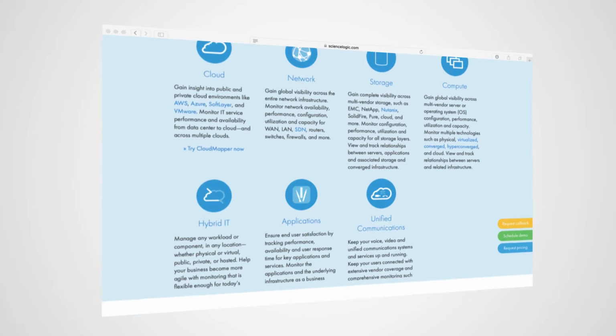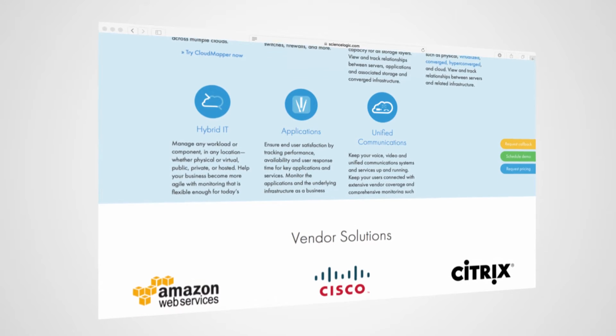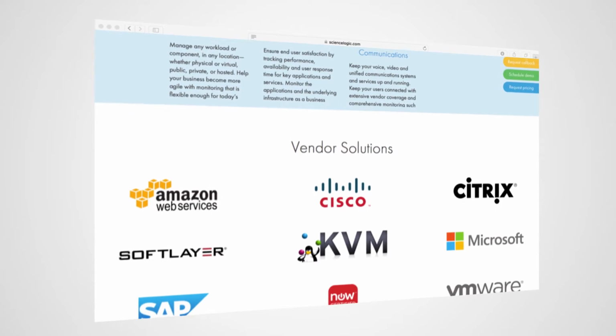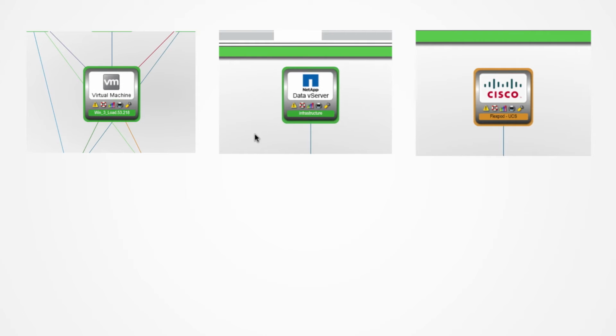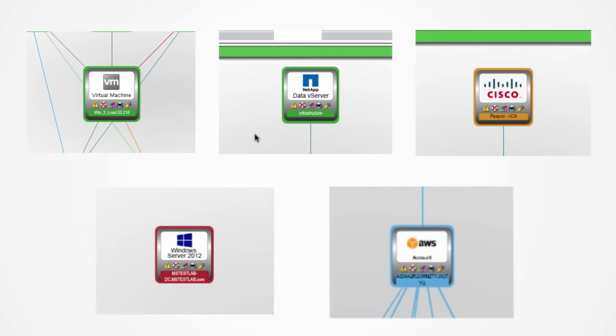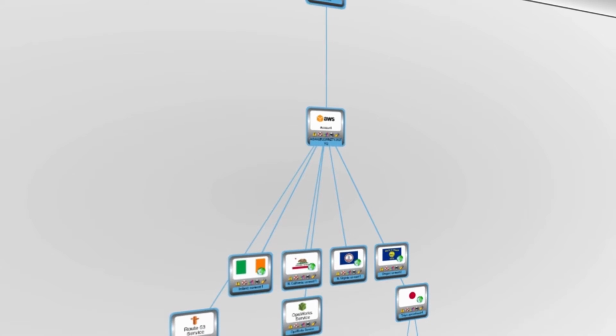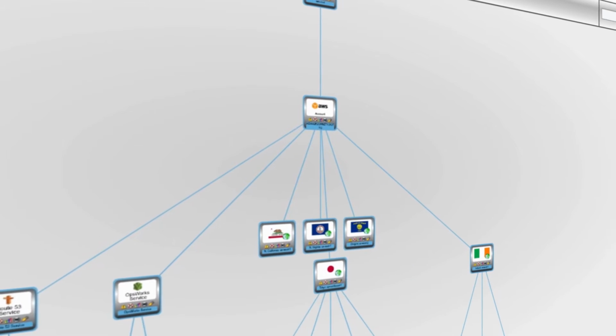With ScienceLogic's patented discovery, no matter what technology or vendor you have, or where it is, you can keep track of it all. You can use a wide variety of techniques, including direct access to vendor APIs to automatically derive knowledge across all of your technologies, vendors, and clouds. You can identify all of your network, storage, and compute resources.